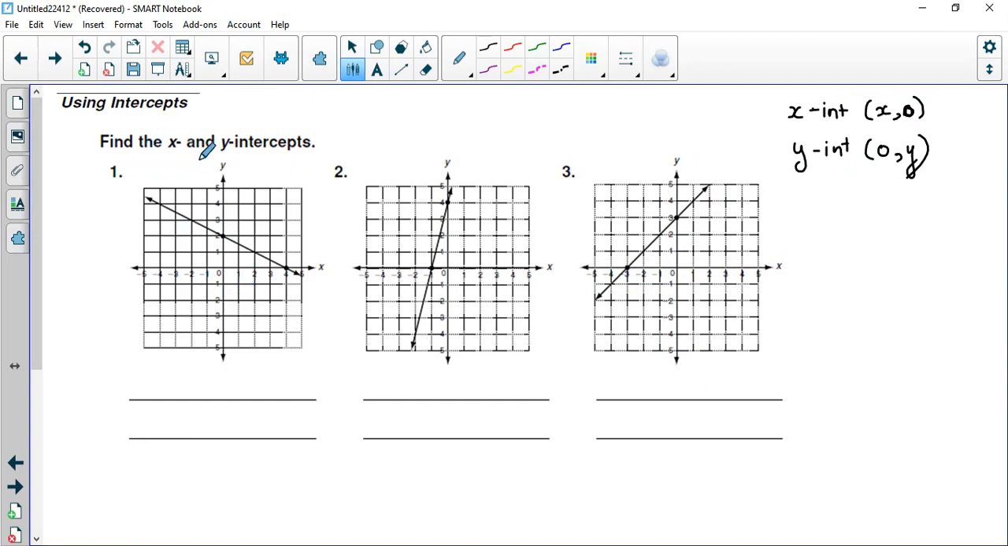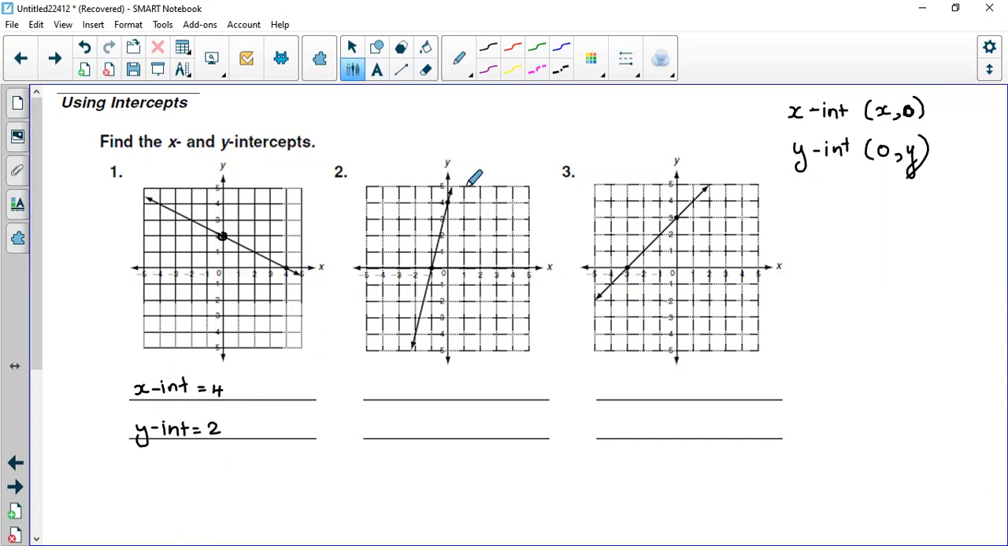So this question simply says find the X and the Y-intercept. Now what did I just say? X-intercept means that it will be on the X-axis. So this is the X-axis. Where is this line touching the X-axis? At 4. So the X-intercept is going to be 4. And what about the Y-intercept? The Y-intercept lies on the Y-axis. So when the line touches the Y-axis, which point is that? That's 2. So the Y-intercept is going to be 2.